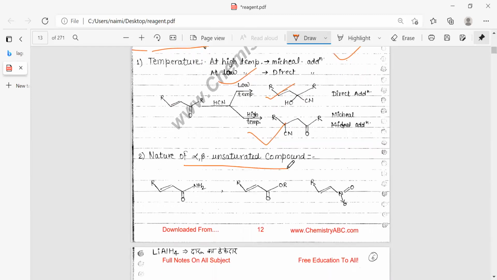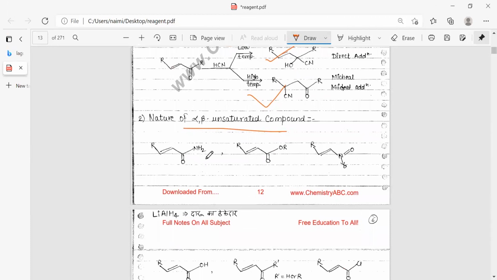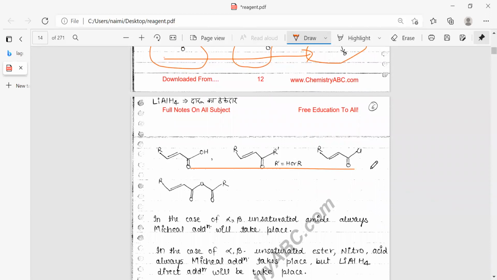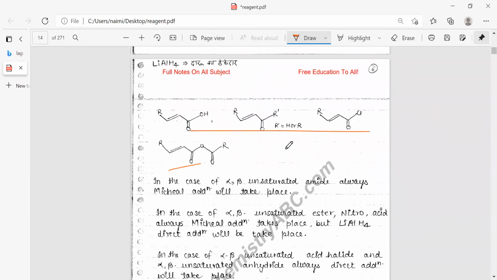The nature of the alpha beta unsaturated compound also matters. These are the alpha beta unsaturated carbonyl compounds. Depending on the nature of the alpha beta unsaturated compound, product formation takes place. Or you can see this type of alpha beta unsaturated compound.